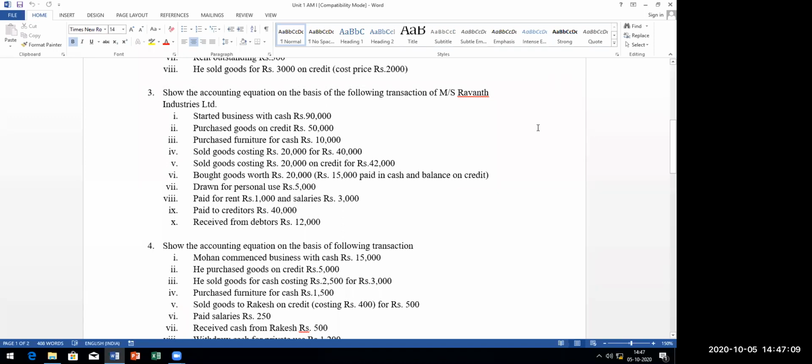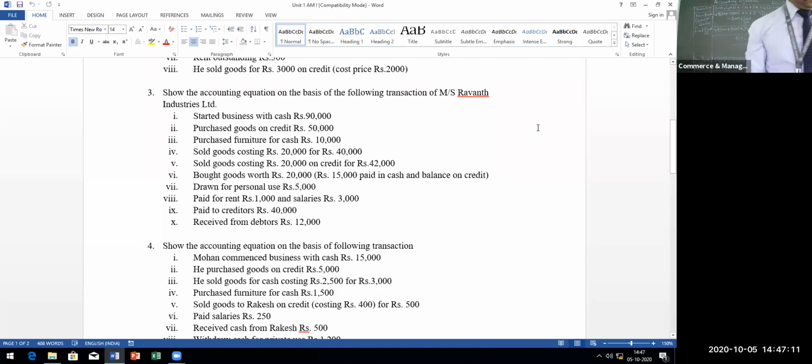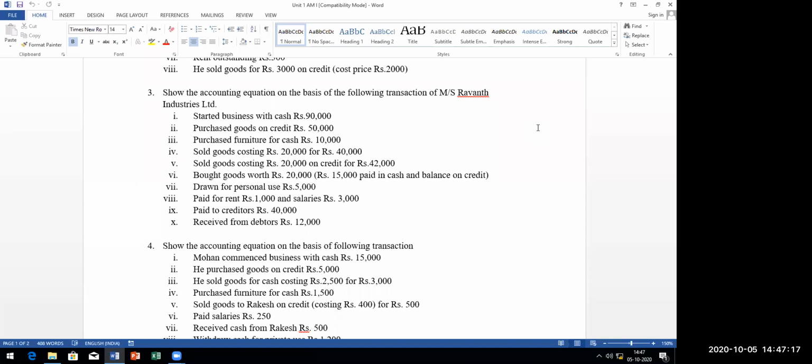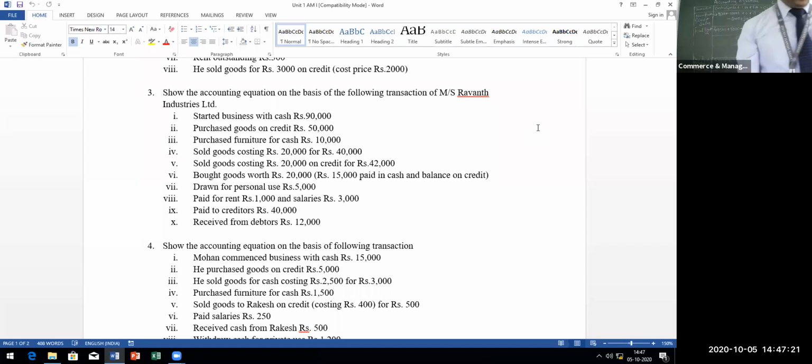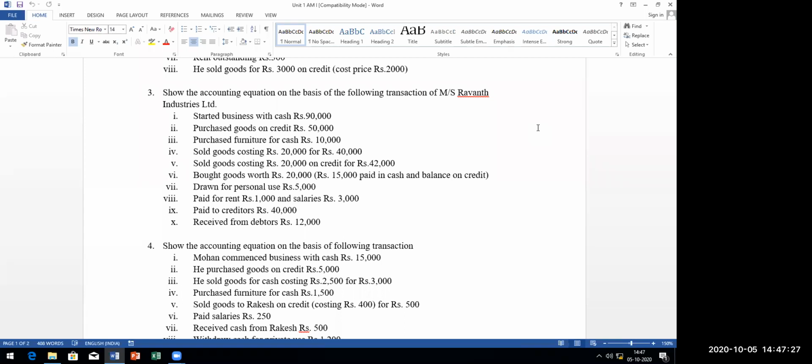So we'll go to question number 3. Can someone read? Question number 3. Started business with cash rupees 90,000. It's a very simple one.